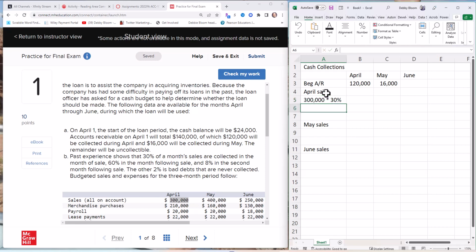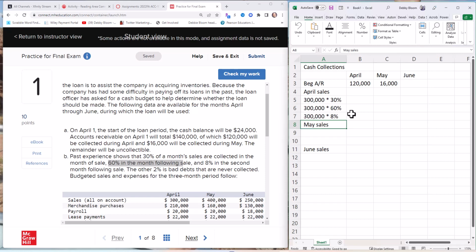Now, April sales collected in May, we're told that 60% are collected in the month following sale. So my April sales of $300,000, 60% will be collected in the month following sale, which will be May, and then the remaining 8% will be collected in June. We don't have to worry about the amounts that are not collected because we only have to care about cash. If we were talking about accrual, revenues and expenses, then we would care about the amount not collected.